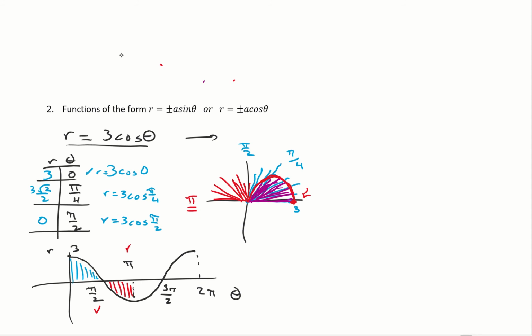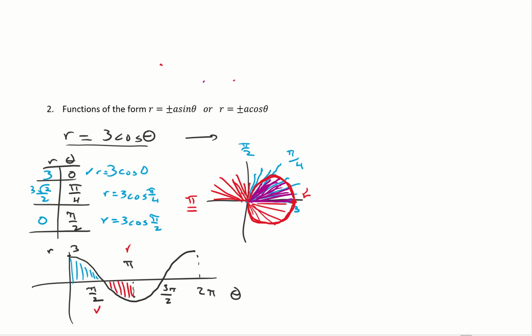So as theta is swooping through, you're going to get small negative, larger negative, larger negative, larger, and what happens is you get the lower half of the curve. You get the lower semicircle, if you will. Theta goes from 0 to pi over 2.